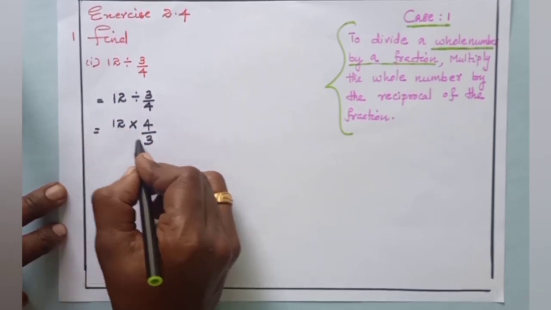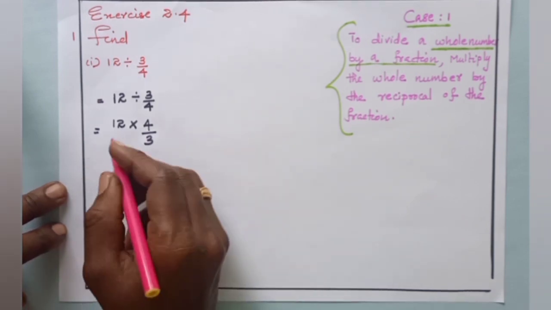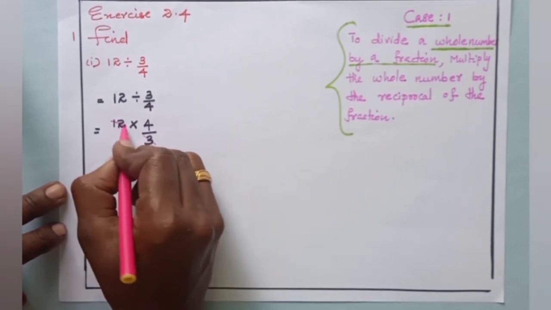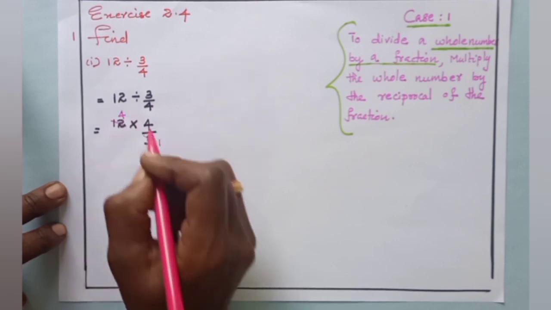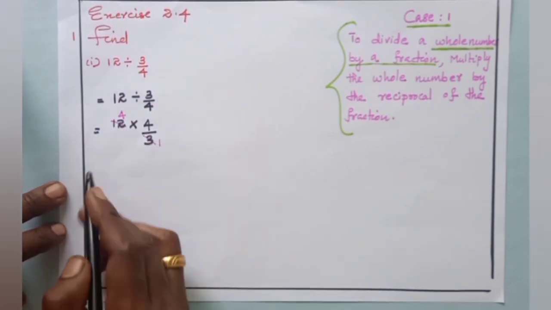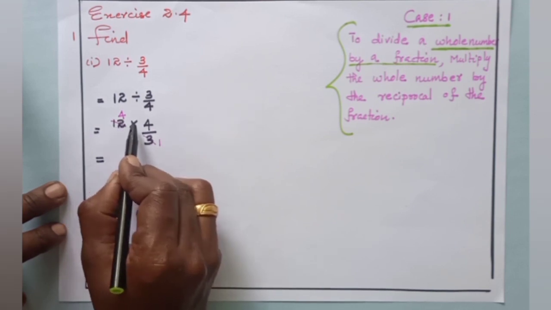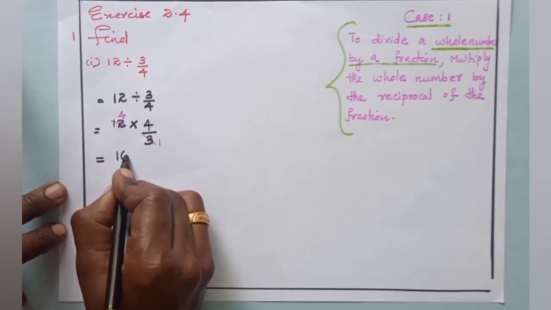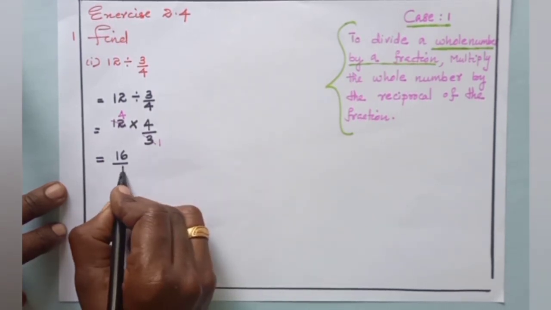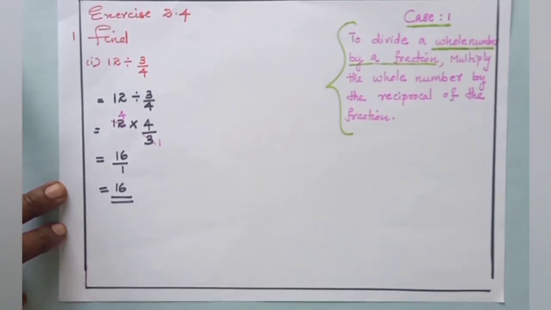So then using the multiplication method, we can cancel 3 and 12. 3 into 4 is 12, yes, 4 threes are 12. So we get the numerator 4 into 4. Multiply 4 into 4, 16 by 1. 16 by 1 is equal to 16.